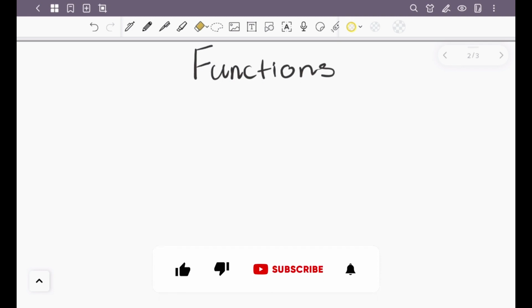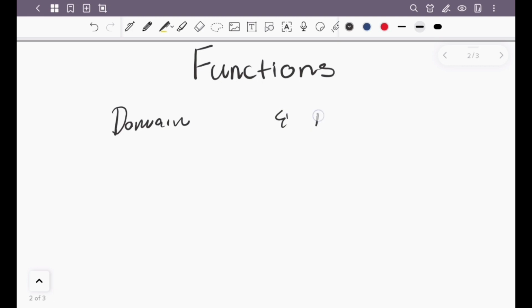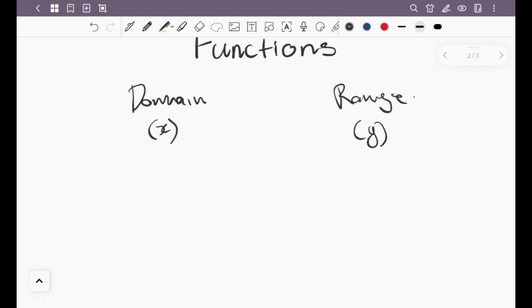In this video, we are going to be looking at functions. So from grade 10 and 11, you may remember that a function has the domain and a range. A domain consists of all the values of x, while the range consists of all the values of y. And we said for something to be considered a function, it must satisfy a certain condition.